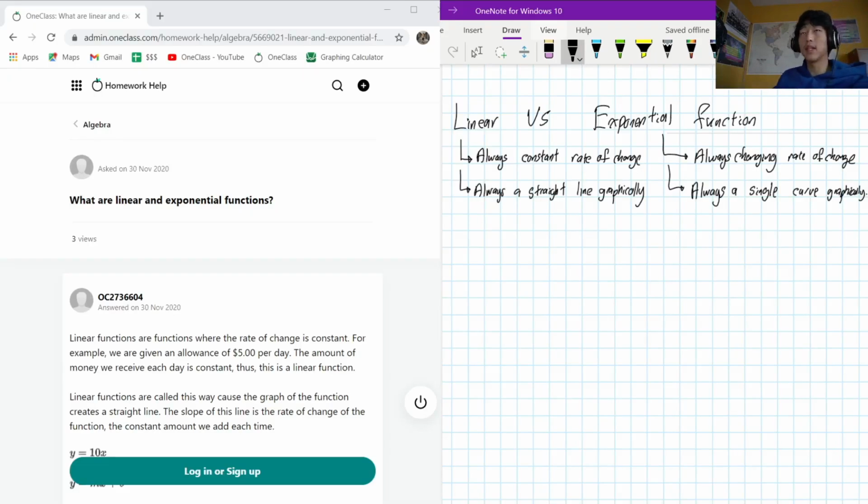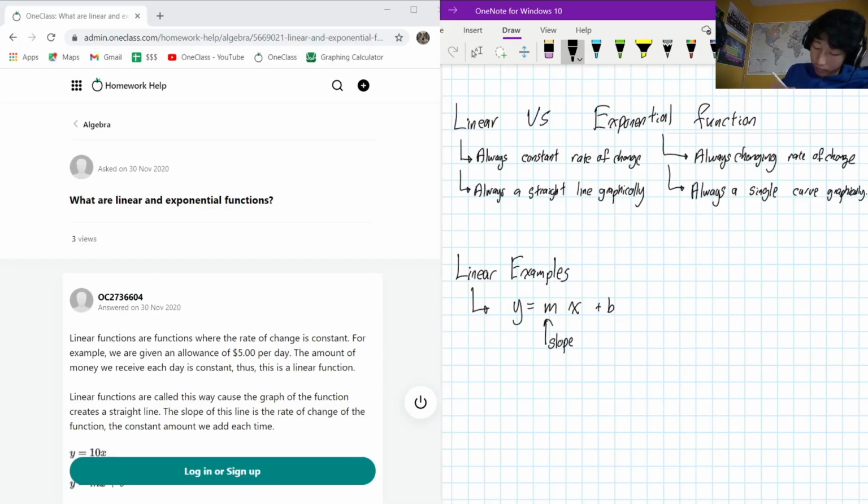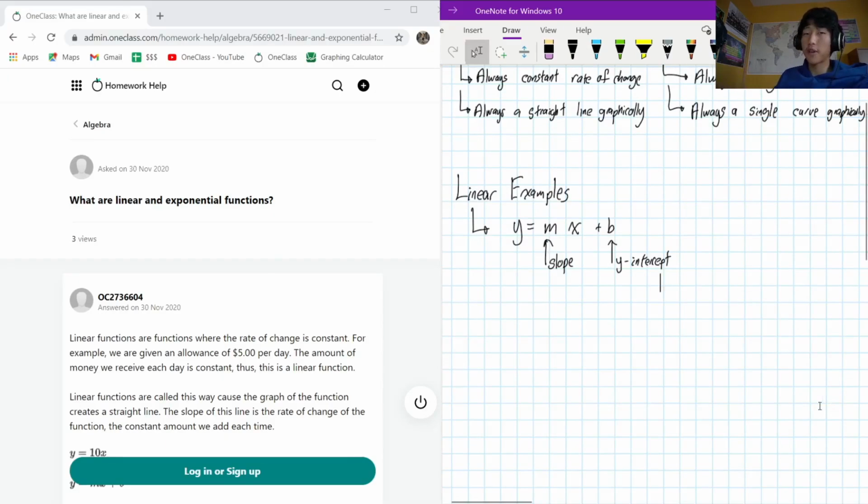Okay, so let's see some examples of these in action. Let's do some linear examples. Your equation general form is going to look like this: y equals mx plus b. Y is just your y value. M is going to be the slope. B is going to be your y-intercept. Okay, so if your equation looks like this form, it's linear.